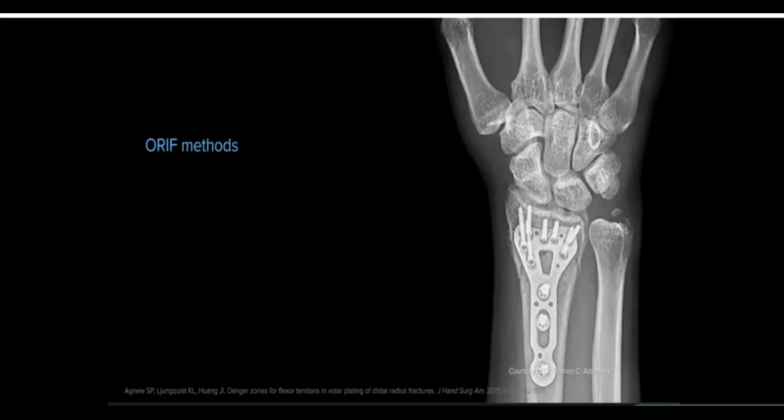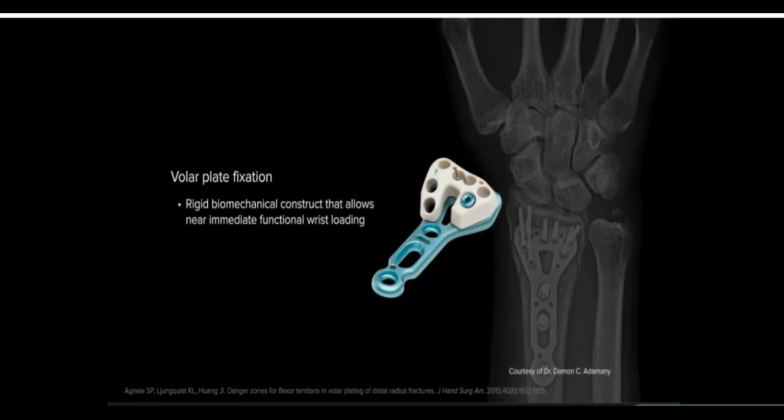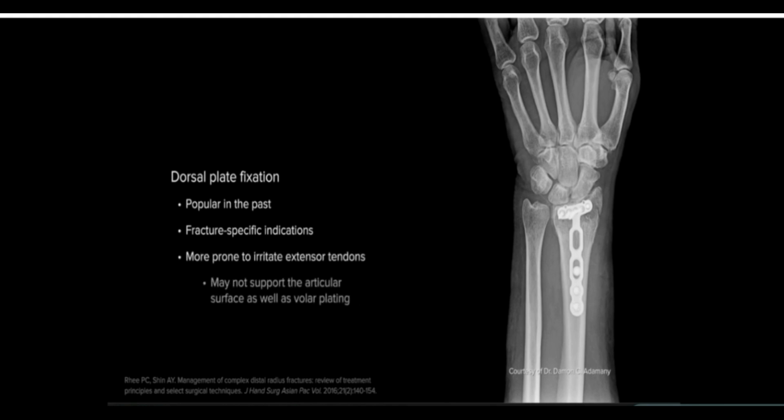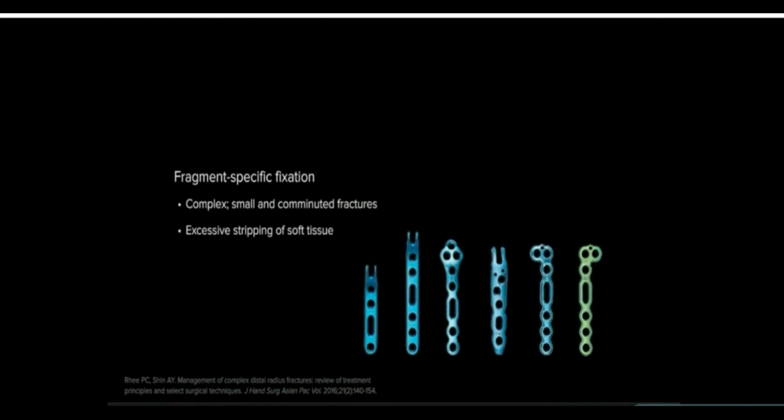There are many different methods for ORIF. The most common and current standard of care today is volar plate fixation. The rigid biomechanical construct allows near immediate functional wrist loading, though it may pose a significant risk by tendon attritional ruptures to the FPL and FDP. Dorsal plate fixation was popular in the past and is still used for specific fracture patterns. However, in some cases, it can lead to irritation of the extensor tendons. Dorsal plating may not support the articular surface as well as volar plating. Fragment-specific fixation is reserved for fragments so small and comminuted that they require multiple different plating techniques to fix them.